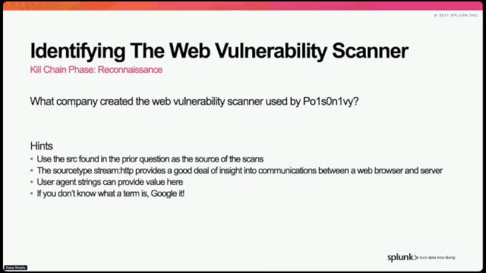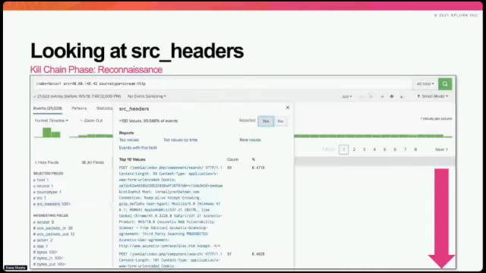All right, so let's walk through some of the searches and results for this question. Since we know from answering the previous question that web vulnerability scans originated from that particular source, the 40 dot, we're actually going to start with searching for traffic from that IP, and we're going to examine the source underscore headers for clues related to the tool that may be used for this scan.